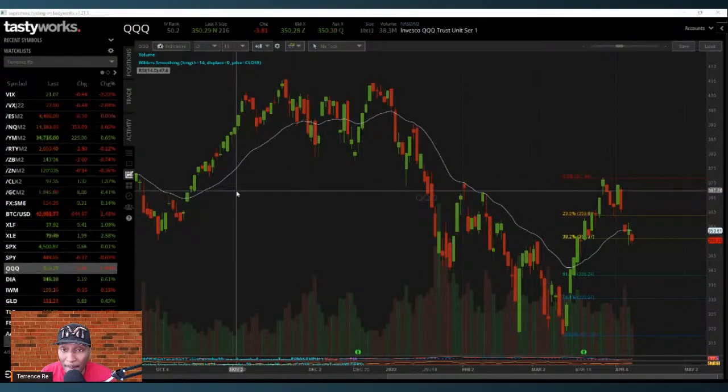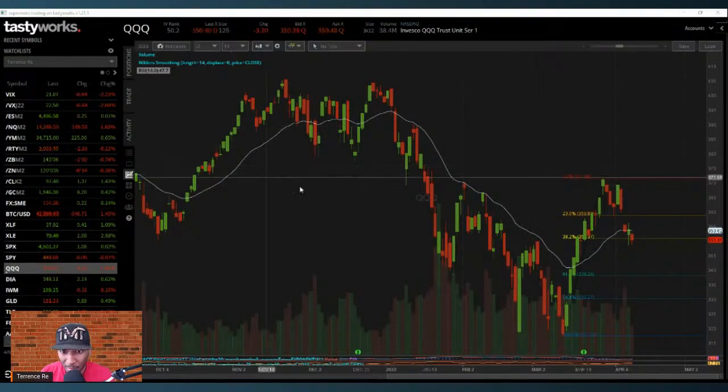We're going to show you how to set these up. So I put the butterfly option spread on in the QQQ ETF of the NASDAQ. So first of all, let's look at the chart, and then we'll start there.